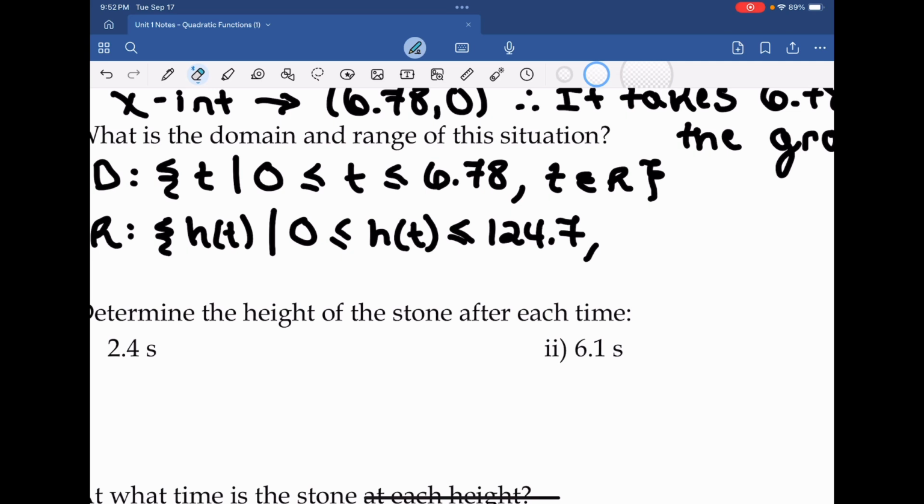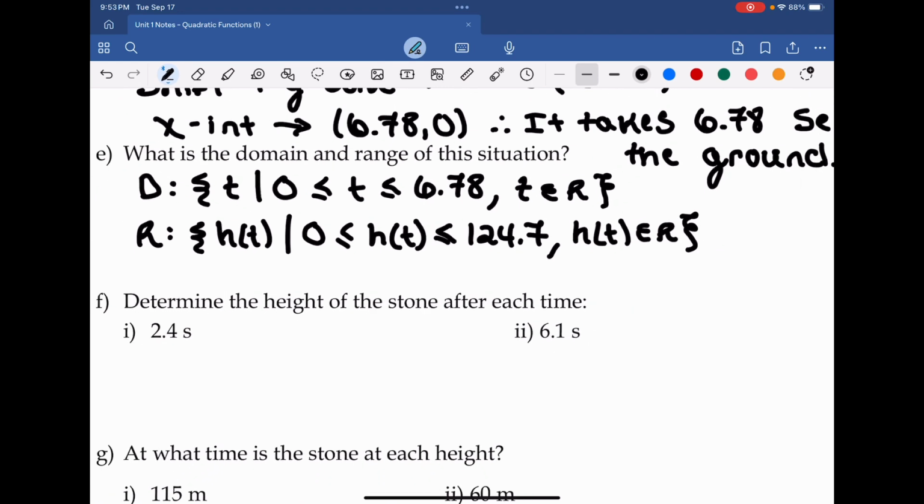But we also know, and instead of writing t is an element of the reals, we want to write h of t is an element of the reals, because the height can be any sort of infinite combinations as long as it's between 0 and 124.7. Okay, there's our domain and range, or what we would call in our other lessons the restricted domain and range, because normally with these functions we just said t is an element of the reals or x is an element of the reals, but in real life we have to fix our parameters so that it actually makes sense, because we don't want negative time, that wouldn't make sense, and we also don't want negative distance, meaning it goes through the ground, that wouldn't make sense either.